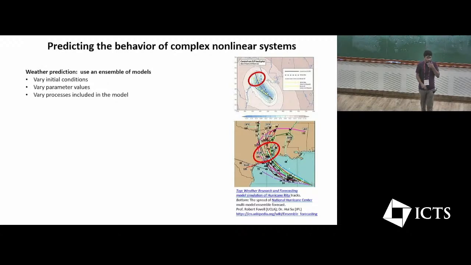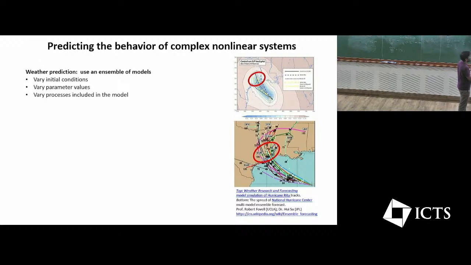But how does weather prediction work? The one key thing, which is a lesson I think one can take into infectious diseases, is almost no one in weather prediction works with a single model and tries to make a prediction. It's always an ensemble of models. Many things vary between them. So wherever you see proper, serious weather prediction, you will always see predictions with error bars. You will always see predictions from a large number of models.